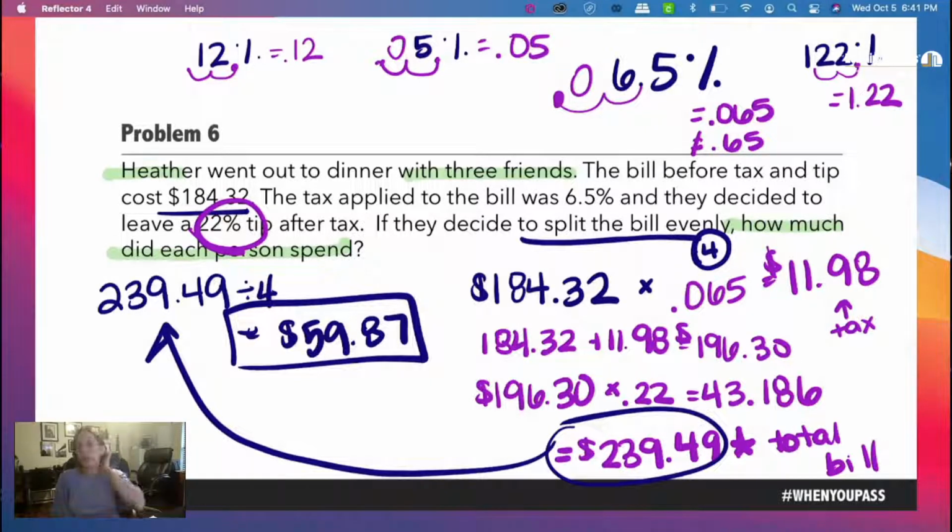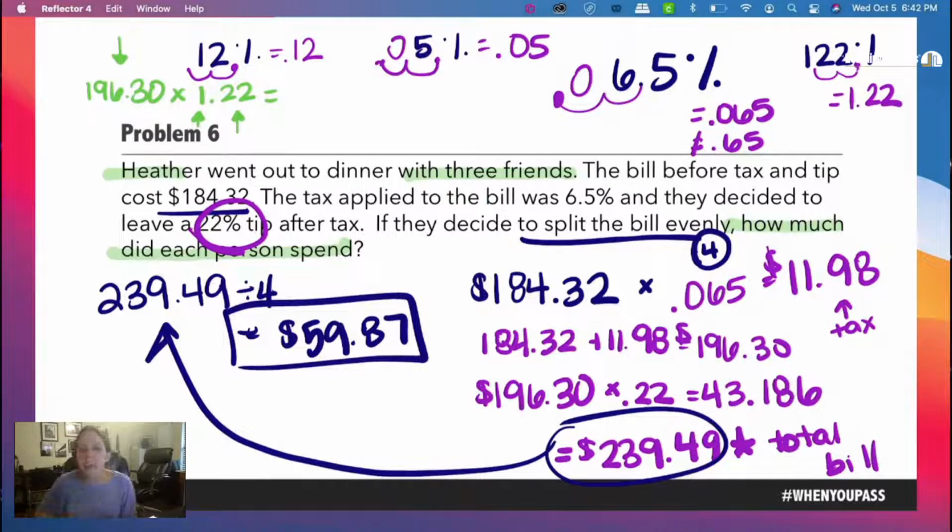Now, if you notice what Gary said, he's multiplying by 1.22. That's a little trick. So if I take the $196.30 and I multiply it by 1.22, what I'm basically telling this decimal is I want to do 22% of this bill, but I also want to include the whole bill in my answer. So when you multiply those two together, you end up getting $239.49. But I don't like doing it that way. I don't know why. I like to do extra work. I always multiply it by 0.22 and then add, but some people do like to do it like that.